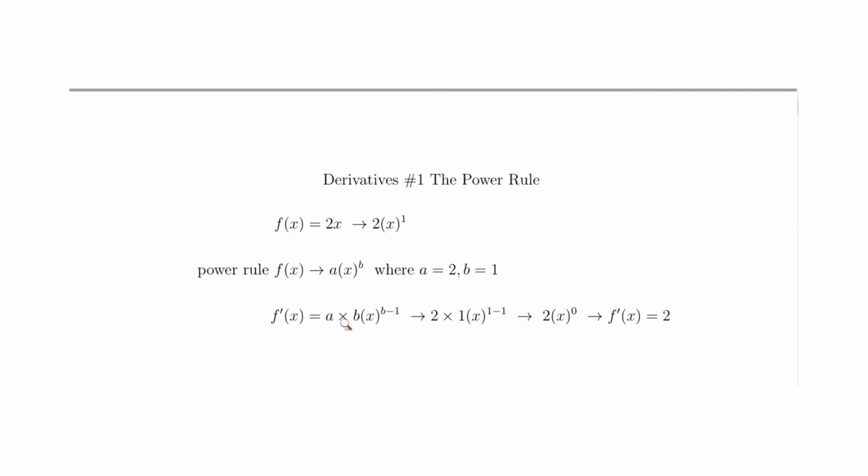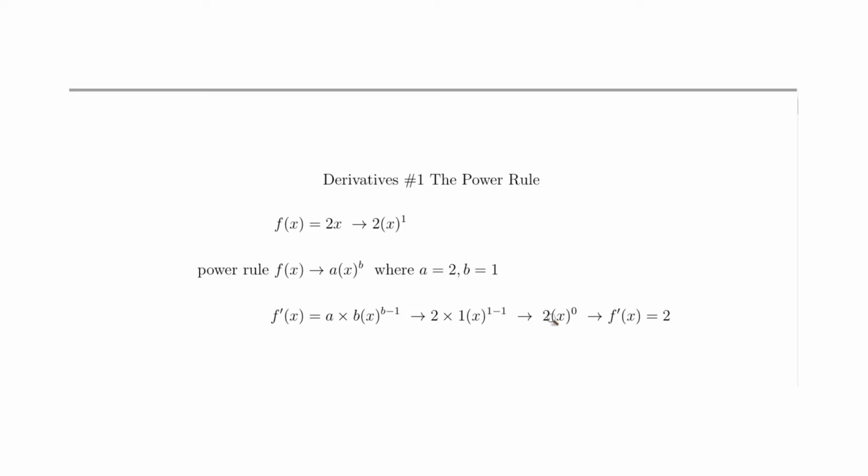So the first derivative is a times b times x to the power of b minus 1. So we reduce this power by 1 and then we multiply the power by the coefficient to get the first term of our derivative. So a times b times x to the power of b minus 1. So we'll have 2 times 1, which is our a and our b, times x to the power of 1 minus 1, which is 0.